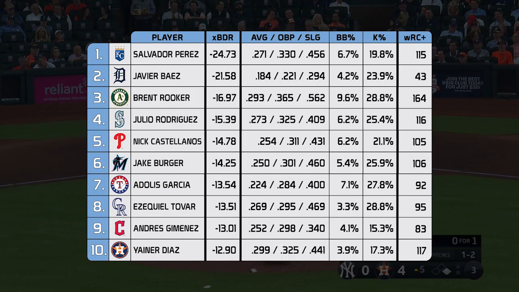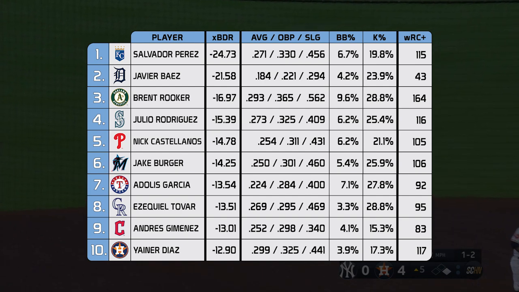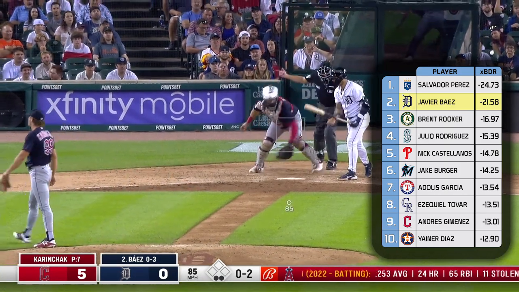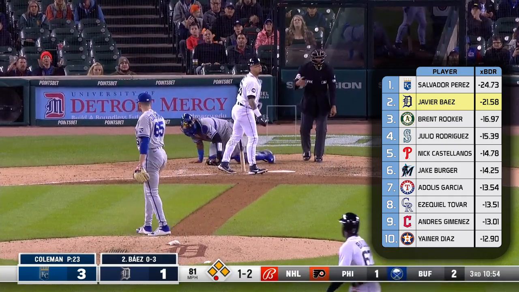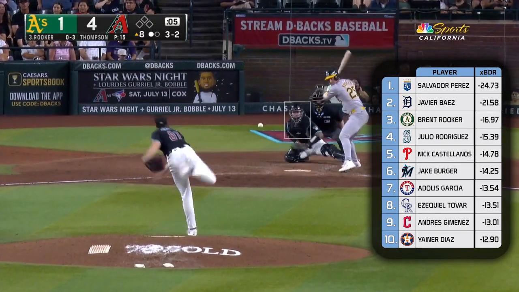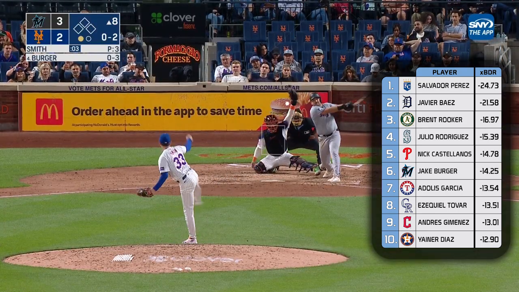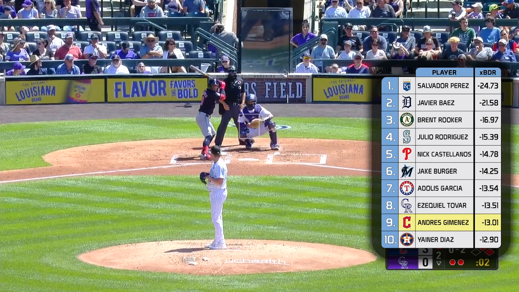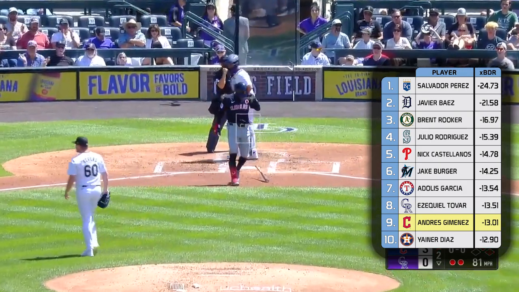Now, here's the worst players by xBDR in 2024. Notorious free swinger Javi Baez, who played in just 80 games due to hip surgery, still managed to rank near the very bottom. This list is filled with power-hitting, high strikeout guys, like Brent Rooker, Julio Rodriguez, Jake Burger, and Adolis Garcia. Also featured is Andres Gimenez, who is the initial culprit of my brother's index card comment.